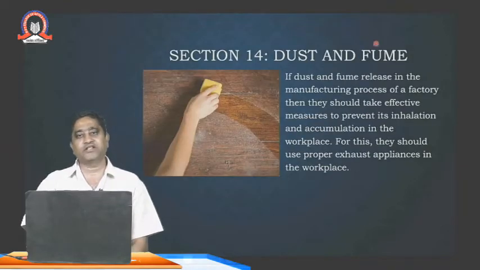Section 14 deals with dust and fumes. Whatever dust is accumulated throughout the day when the workers are working, and the fumes generated from the furnace of the factory and the machineries in motion, are released in the manufacturing process of the factory. They should take effective measures to prevent its inhalation. So masks should be given to the workers, and accumulation at the workplace should be prevented. If the dust has accumulated, it should be cleaned periodically. Otherwise, dust would accumulate on the freshly manufactured product, which would hamper the output of the organization. For this, they should use proper exhaust appliances at the workplaces.